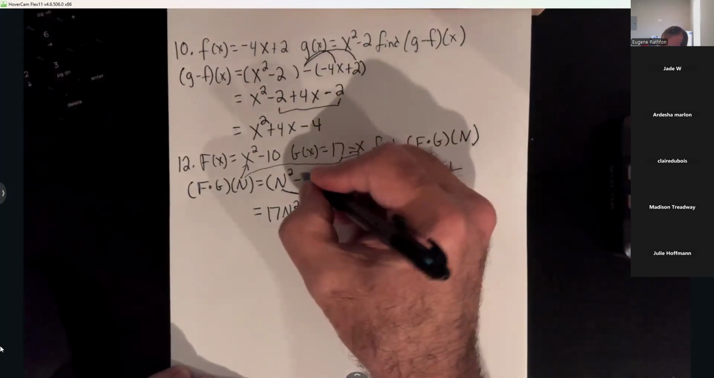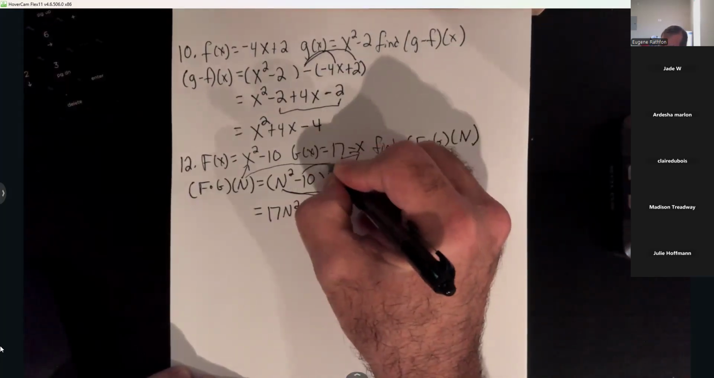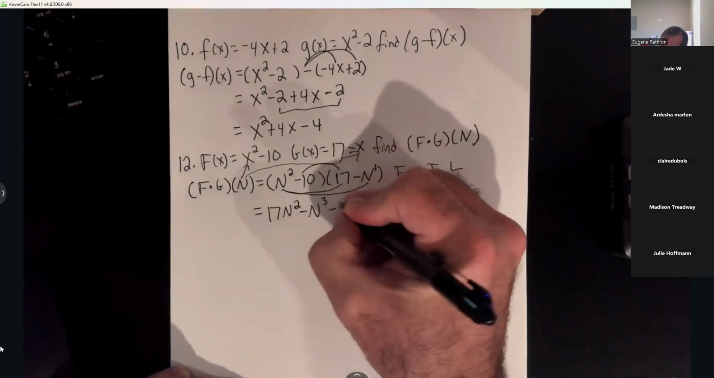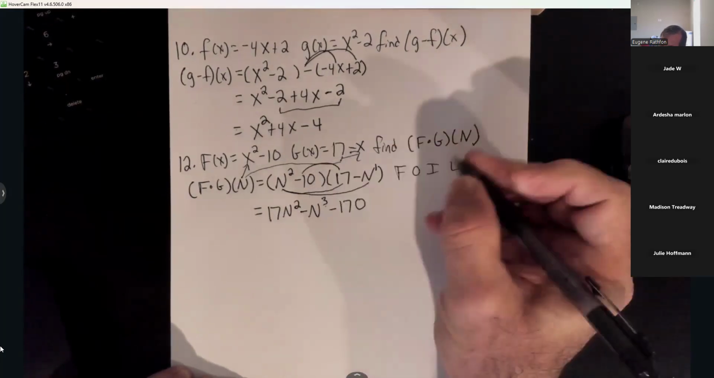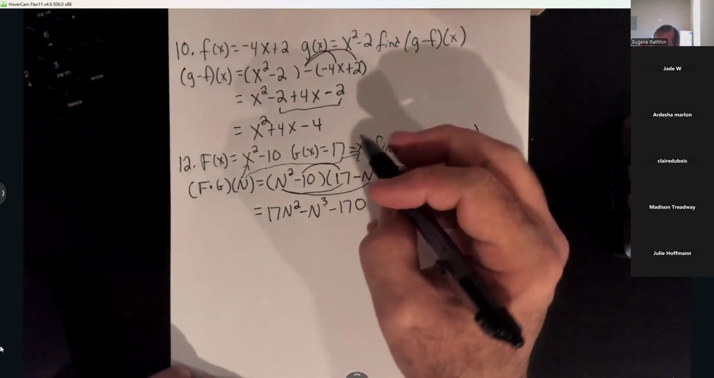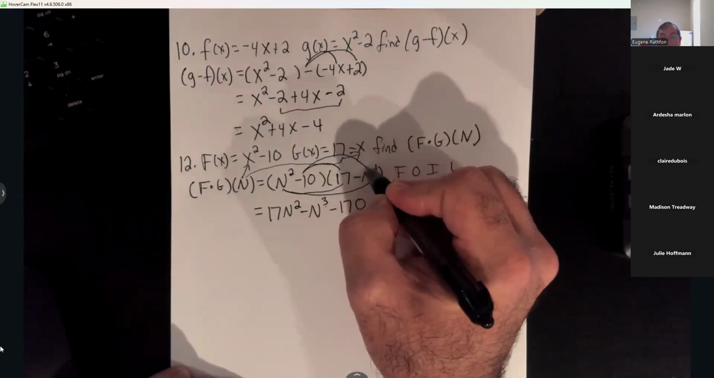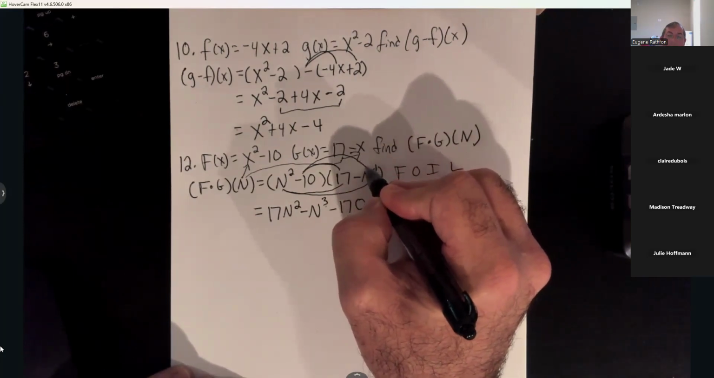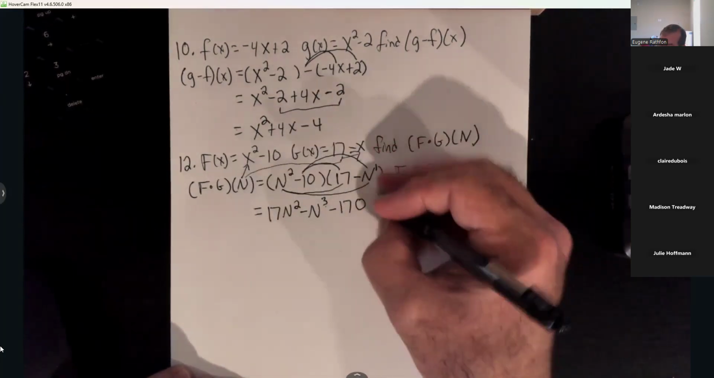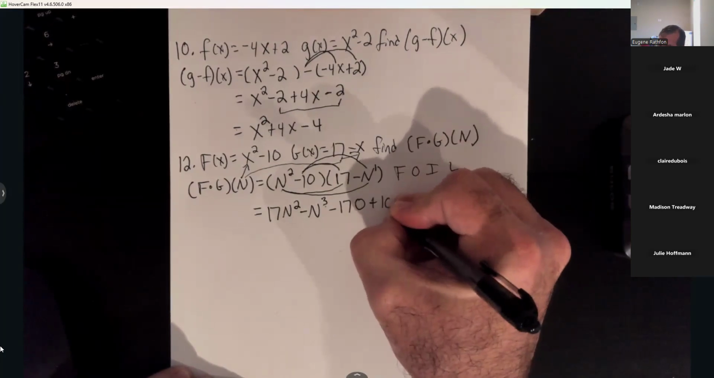All right, now I'm going to do the inside. Negative 10 times 17 is a negative 170. And y'all watch this sign on this one. You got a negative 10 times a negative n. So a negative times a negative is a positive 10n.